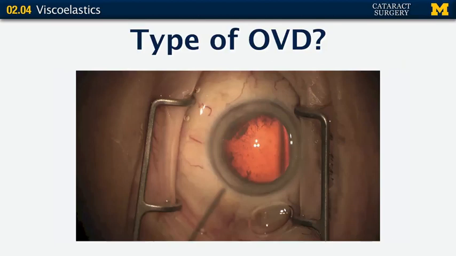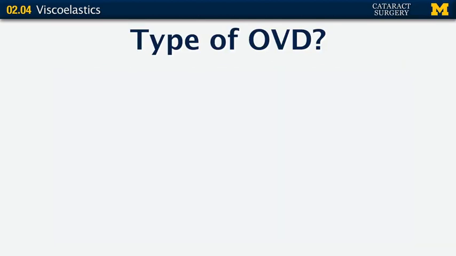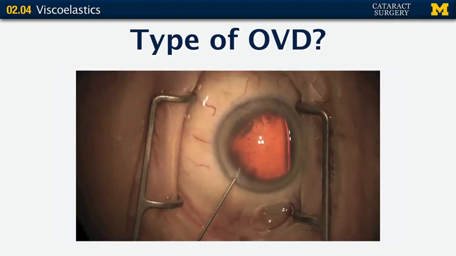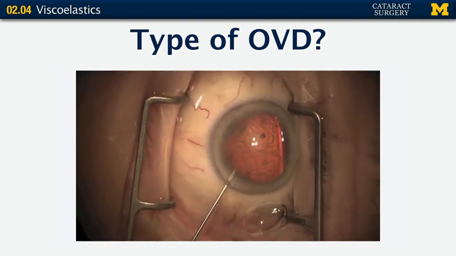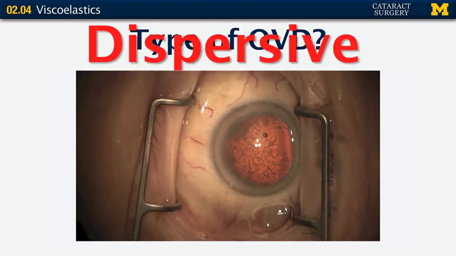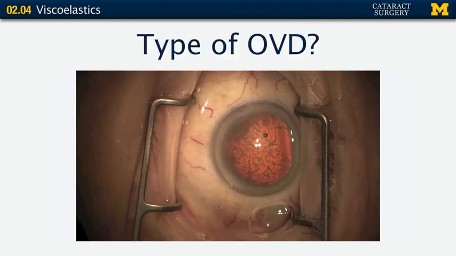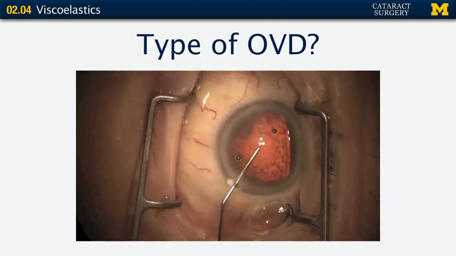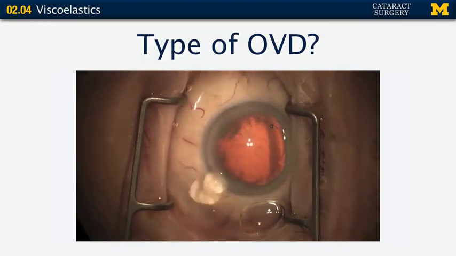Okay, so let's continue with the quiz, but use video. So tell me what type of viscoelastic agent you believe this is that's being injected in the anterior chamber. If you said dispersive, you'd be correct. Notice how it goes in squiggly and chain-like and not as a big glob of stuff, as opposed to this one. What type do you think this is? Notice how that goes in one big glob?